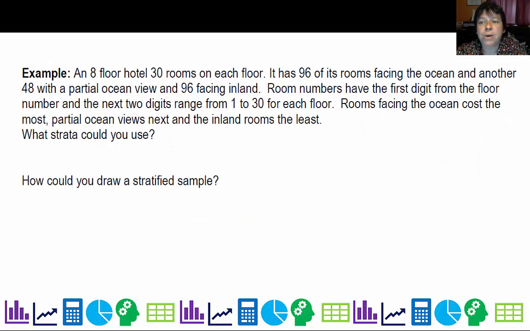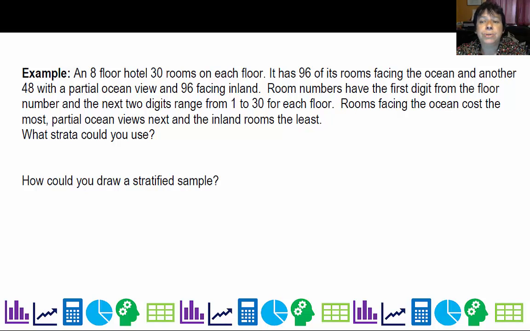In this example, we have a hotel with 8 floors and 30 rooms on each floor. It has 96 rooms facing the ocean and another 48 with a partial ocean view and 36 facing inland. Room numbers have the first digit from the floor number and the next 2 digits range from 1 to 30 for each floor. Rooms facing the ocean cost the most, partial ocean views the next, and inland rooms the least.